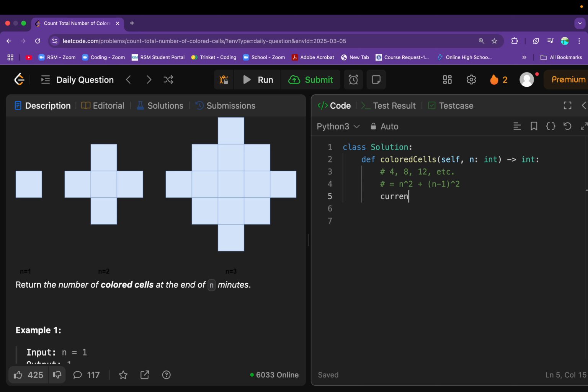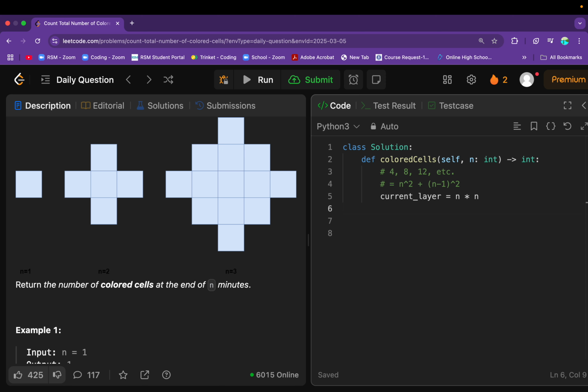The current layer, basically the current minute that we're adding at in the current minute n, is going to be n times n, or basically just n squared, right? That's going to be the number of cells that we're adding in the current minute or in the current layer of our diamond shape of blue colored cells, and that would be n squared. And so we'd simply store that square value in this current layer integer.